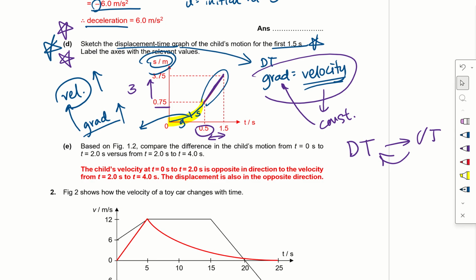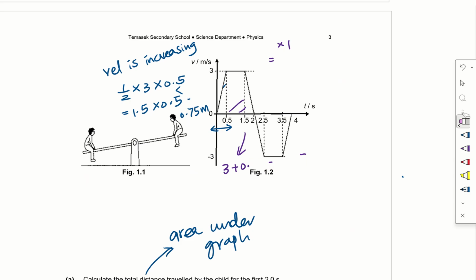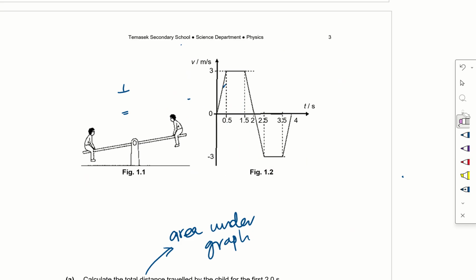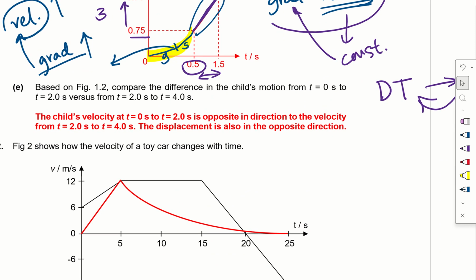Okay, part E, based on figure 1.2, compare the difference in the child's motion from t equals 0 seconds to t equals 2 seconds versus from t equals 2 seconds to t equals 4 seconds. So let's look at the graph again. They say 0 to 2 and then 2 to 4. Basically, you see that it is a mirror image, right? It's just that it is traveling in a different direction. Just now we assigned positive to be up, right? So up is positive, and the negative is downwards. Okay, so this is the answer. The child's velocity from t equals 0 to t equals 2 seconds is opposite in direction to the velocity from 2 to 4 seconds, right? Therefore, the displacement is also in the opposite direction.